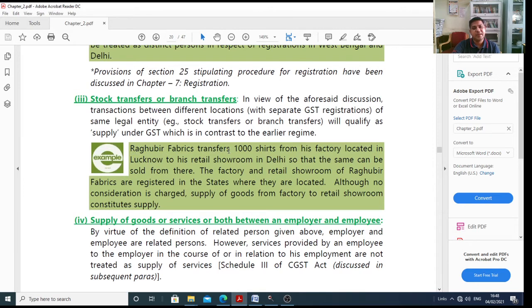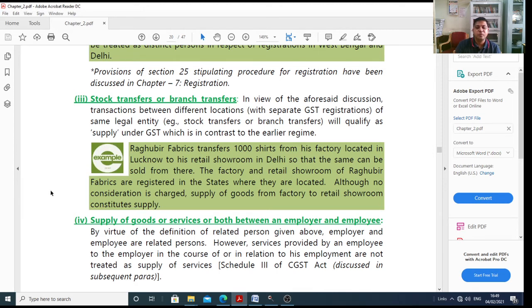Raghubir Fabric transfers 1000 shirts from his factory located in Lucknow to his retail showroom in Delhi, so that the same can be sold from there. The factory and retail showroom of Raghubir Fabric are registered in the state where they are located. Although no consideration is charged, supply of goods from factory to retail showroom constitutes a supply.